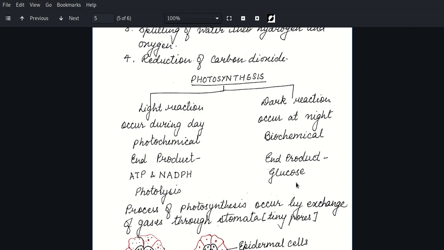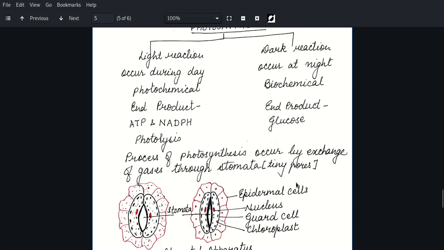Then how does this process take place and which are the structures responsible to control the process of photosynthesis? So they are very tiny pores present on leaf epidermis and these are called stomata. So what are stomata? Stomata are tiny pores present on epidermal layer.